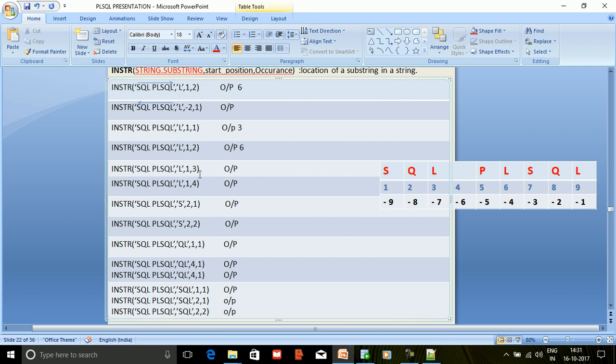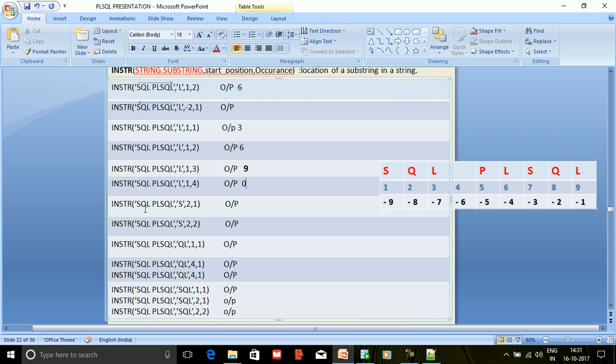Next, here 1 comma 3, all this completed, right? 1 comma 3 means you are asking it to check from the first position. From the first position it will check till the third occurrence: first, second, third. It returns 9. And you are asking for L at the fourth occurrence. So how many times does it occur? First occurrence, second occurrence, third occurrence, the fourth occurrence is not there, so 0.